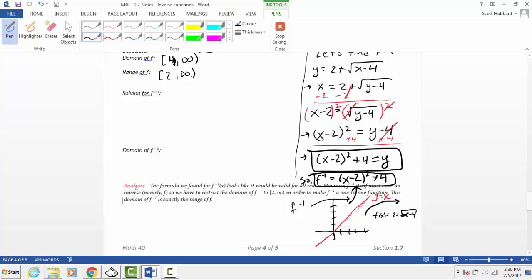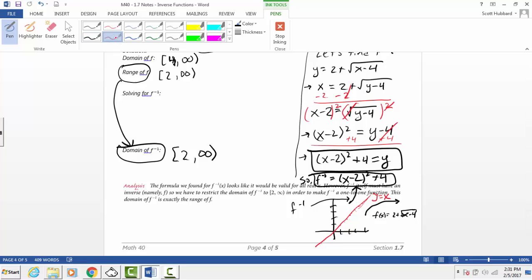Now I know the domain of f inverse has to be the range of f. So just remember that inverses swap inputs and outputs. So the range of the first function has to become the domain of the second function, which is going to be 2 to infinity. Okay?